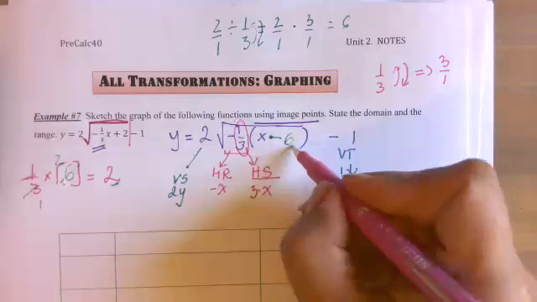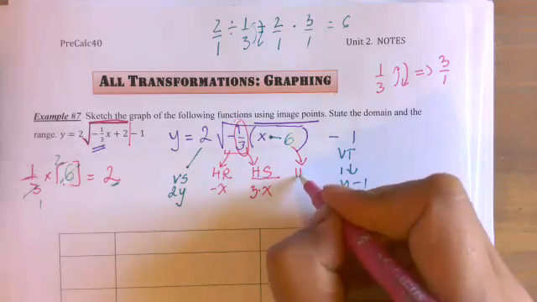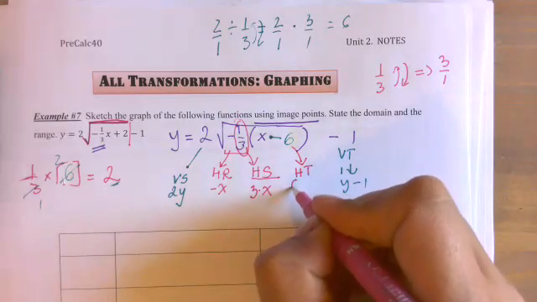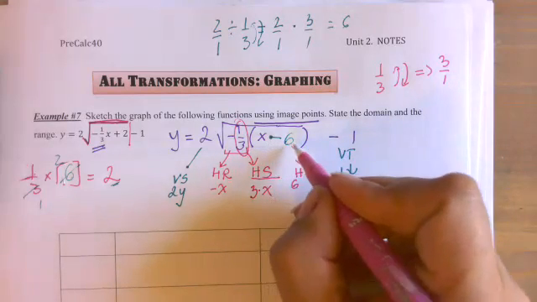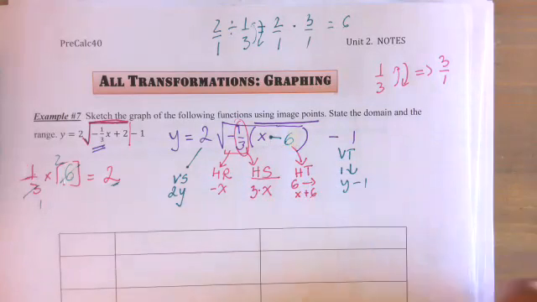And then we go to the C parameter. Horizontal translation, 6 units to the right. So x plus 6.